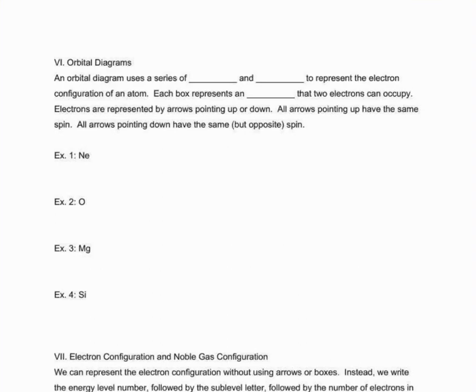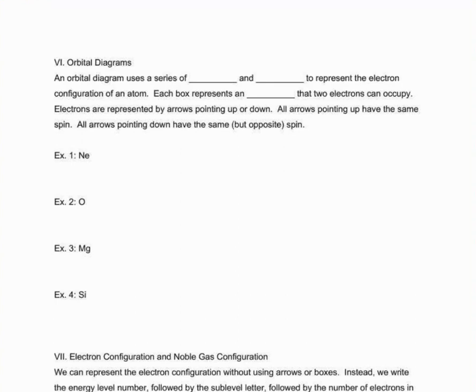Okay, this is the fourth video for Unit 3. We are on page 4. Today we are going to work on orbital diagrams. This is where we represent the ground state electron configuration of an atom. So what would an atom look like with its electrons in its lowest possible energy state? And this is going to be a diagram that shows where the electrons are.